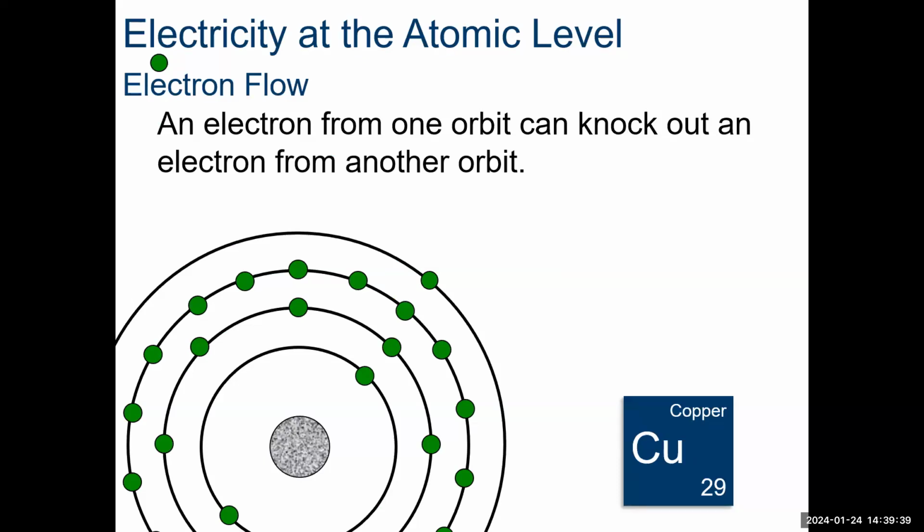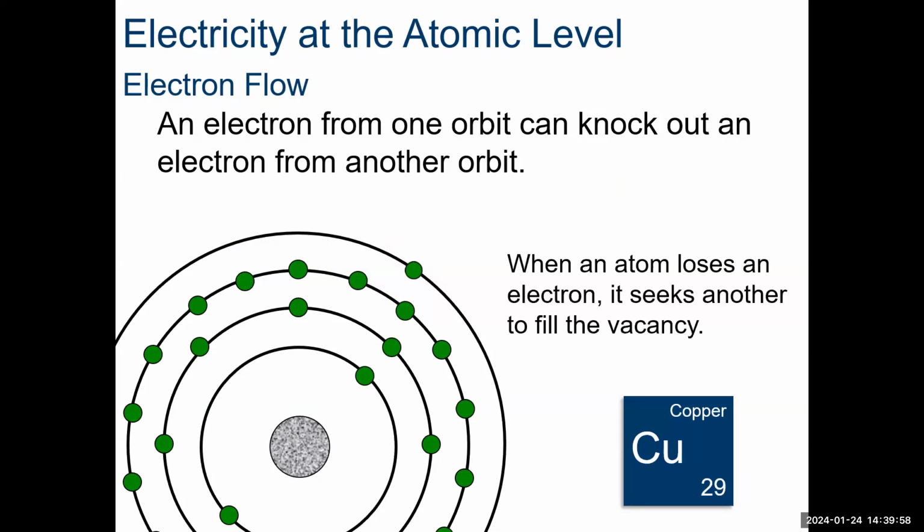Electron flow. An electron from one orbit can knock out an electron from another orbit. So that's actually how electricity moves. So these atomic bumps are what happens. So let's look at this, right? One comes in, knocks it out, and sends it forward. That is the flow of electrons.